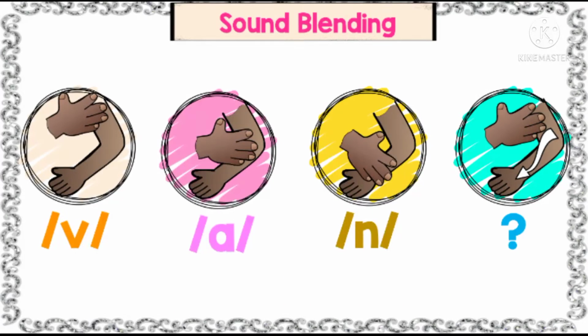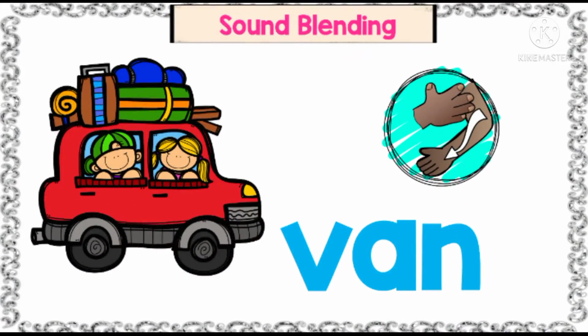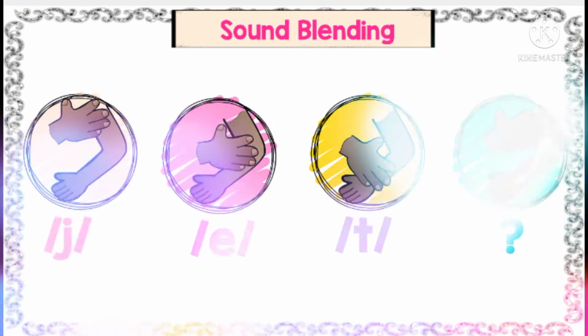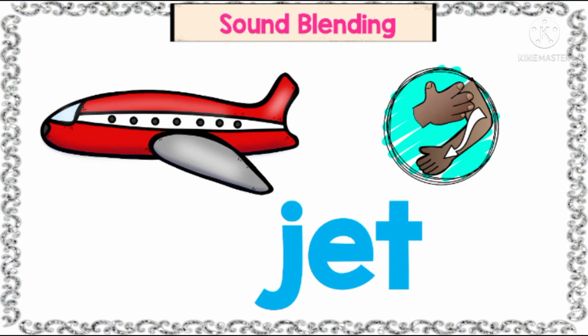On the first sound, place your hand above your elbow and say v. On the second sound, place your hand in between your elbow and say ah. On the third sound, place your hand on your wrist and say n. Then slide through your arm and blend, and it gives van. D, e, ts. Slide through your arm and blend, and it gives jets.